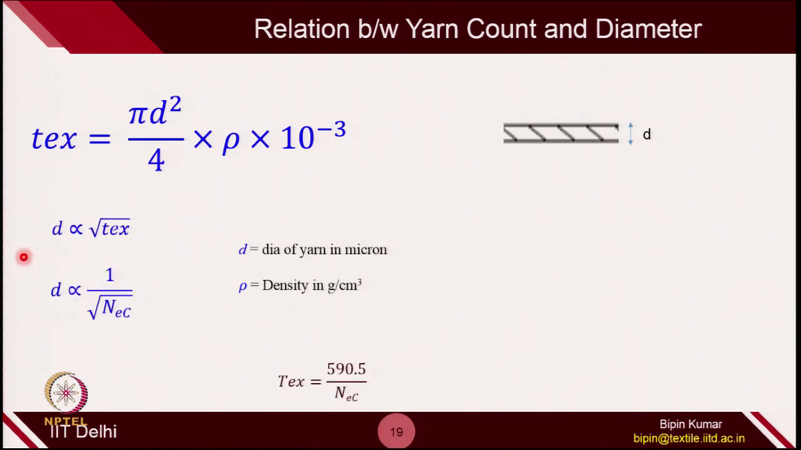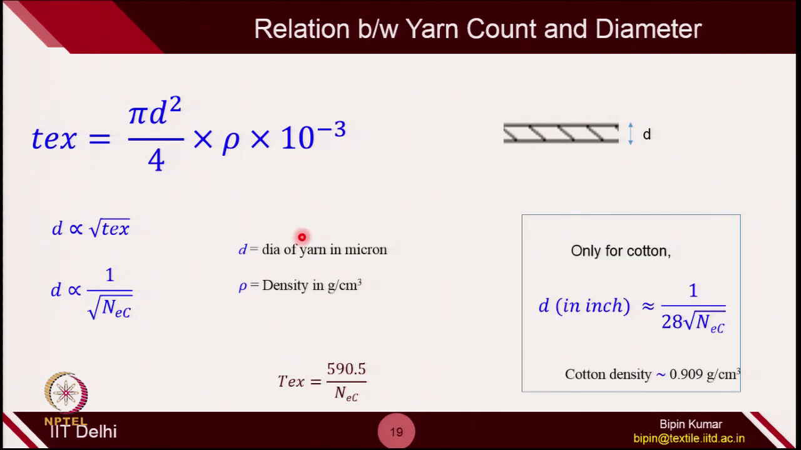So, d is directly proportional to tex, and from the conversion formula you know tex is 590.5 by NeC. English count and tex are connected with this formula. So, the diameter of yarn is related with yarn count. Diameter is actually deciding the selection, because this diameter should be less than half of the machine pitch. Very commonly used for cotton, the direct relation is diameter equals 1 by 28 under root NeC.